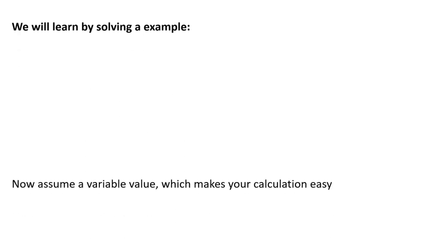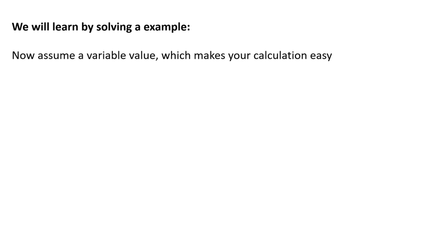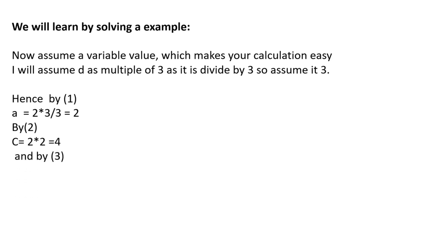To solve this, the next step will be to assume a variable value which makes your calculation easy. In this case, I am going to assume D as a multiple of 3, because in the last equation, if you remember, D is going to be divided by 3. So I assume it as 3. Hence by 1, A equal to 2 into D divided by 3. So 2 into 3 divided by 3 equal to 2. By 2, C equal to 2A. So C will be 4. And by 3, B equal to D equal to 3.